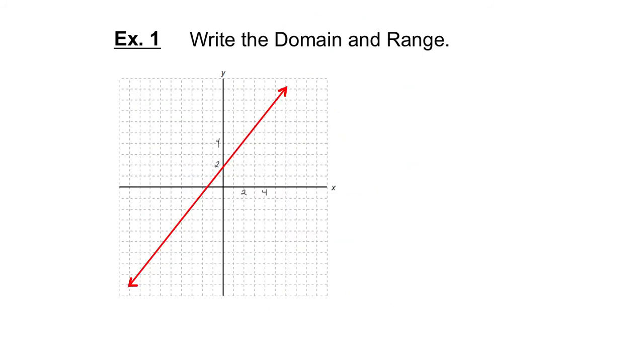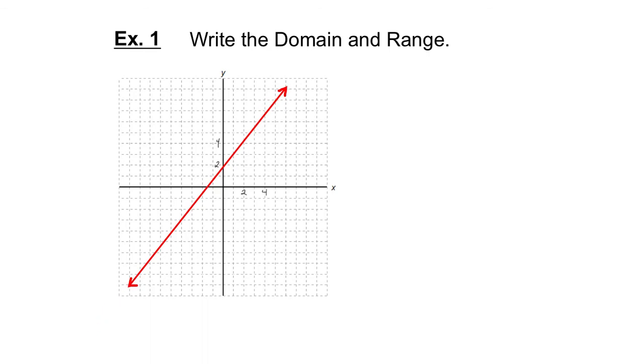So here's my first example. I have a line on a grid. Notice the arrows on the line, so that means the line keeps going. It doesn't stop in either direction. So when I think about domain, remember domain is all the possible values of x on this function. My function is this line.